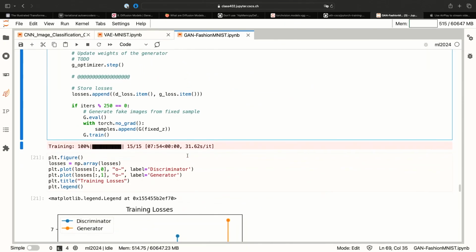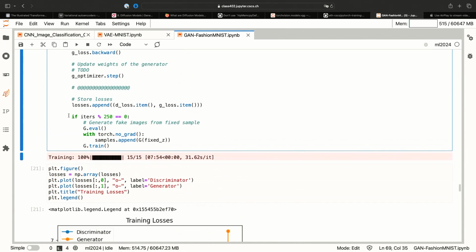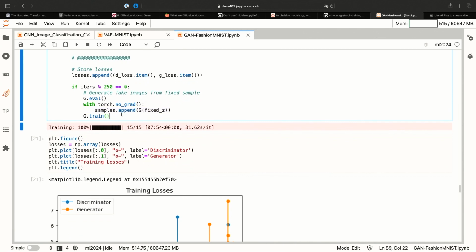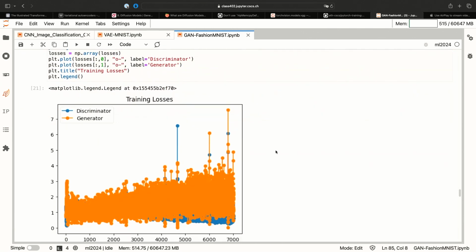Yeah, and then everything else is pretty much the same. You can do the evaluation here. Essentially here, I evaluate the model in the sense that I sample from the fixed Z vector that I created at the beginning in order to see what changes during the training. And this is for visualization at the end.